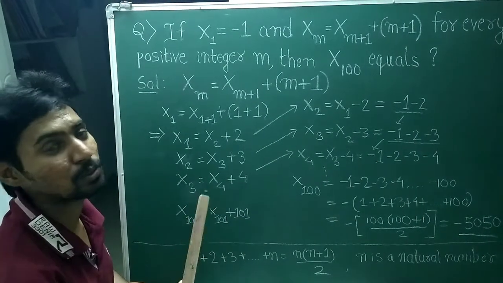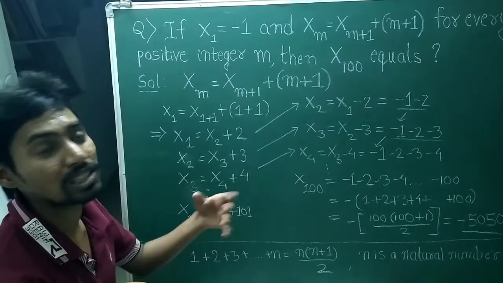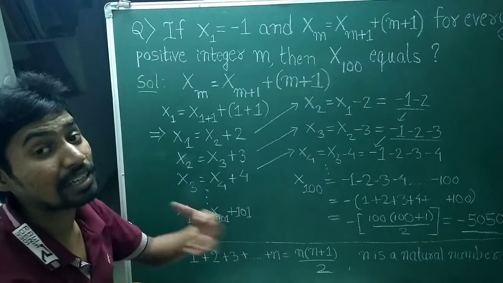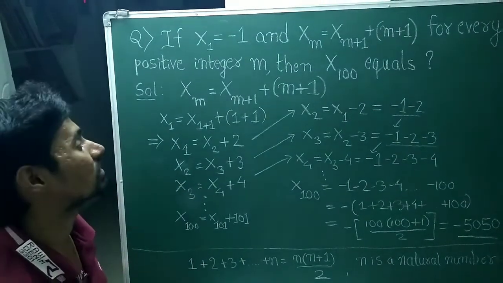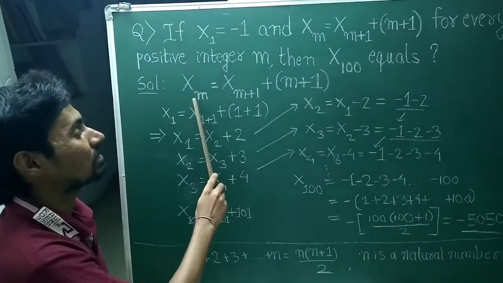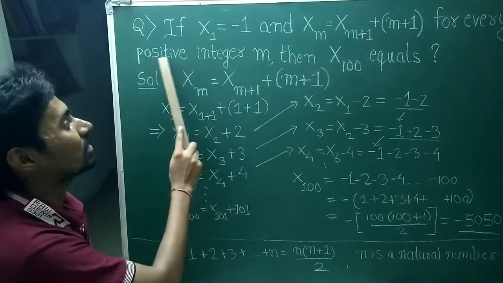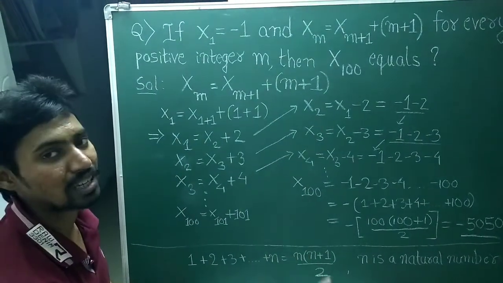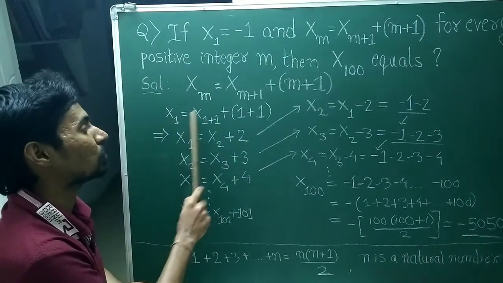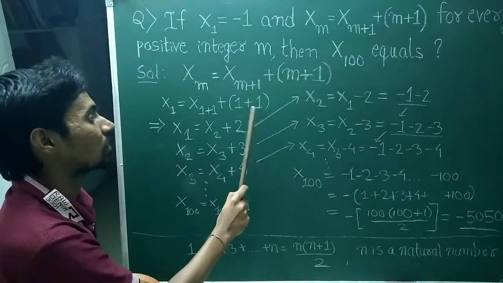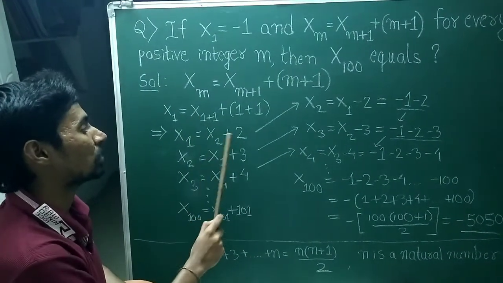So I am going through a general common sense method to solve this problem. I will go with substitution of positive integers and try to find if I can find any correlation among the values. The generic form is xm equals xm+1 plus m plus 1. Since m is a positive integer, let me substitute 1 in place of m. Then it becomes x1 equals x1+1 plus 1 plus 1, and this becomes x1 equals x2 plus 2.